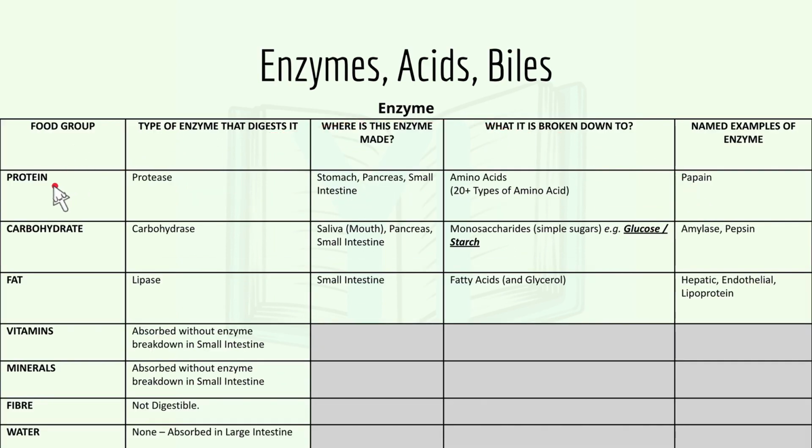For the food group protein, the enzyme that digests it is protease, and it's made in the stomach, pancreas, and small intestine. For carbohydrate, it's carbohydrase, and it's made in the saliva or mouth, pancreas, and small intestine. And lipase, which is the enzyme that digests lipids, is made in the small intestine. So you can see here what it's broken down into is basically the monomers.